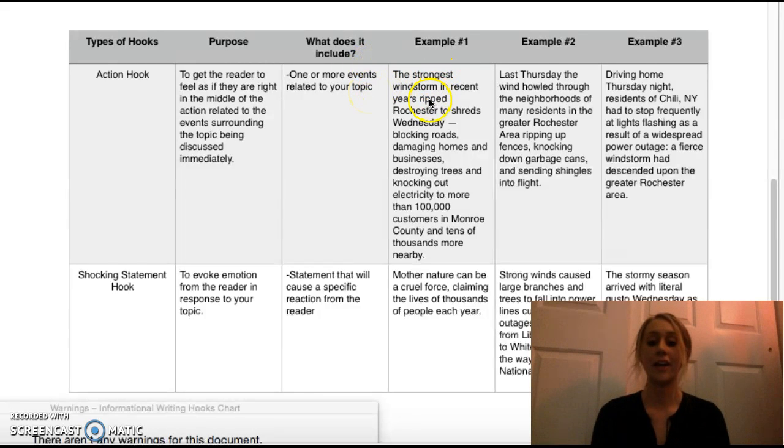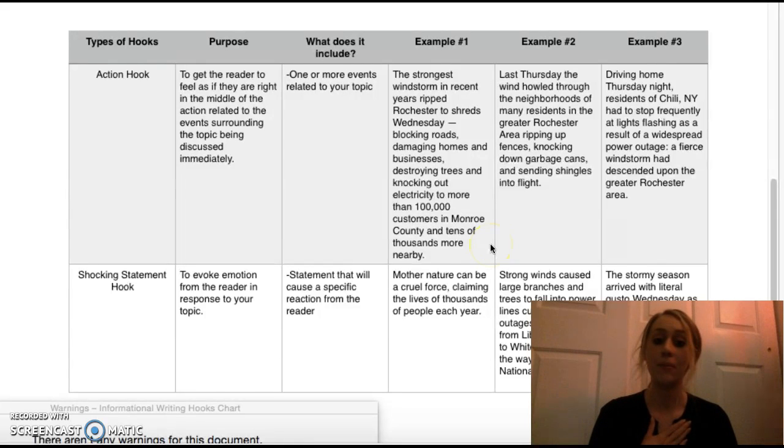For example, a very action-packed hook that falls under this type of hook would be: the strongest windstorm in recent years ripped Rochester to shreds Wednesday, blocking roads, damaging homes and businesses, destroying trees, and knocking out electricity to more than 100,000 customers in Monroe County and tens of thousands more nearby.